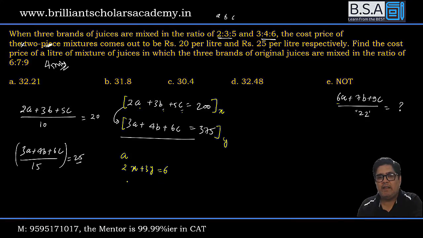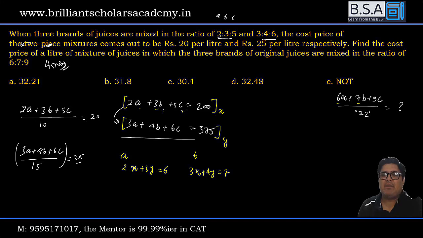For B, this x will come here, it will become 3x. This y will come here, it will become 4y. 3x and 4y, that is B. How much do I want B to become? 7B. मेरे को 7 liters चाहिए. This is called coefficient matching.